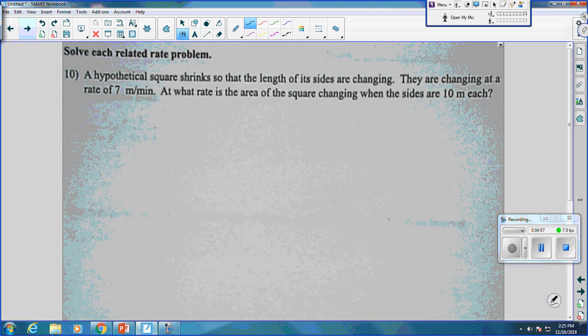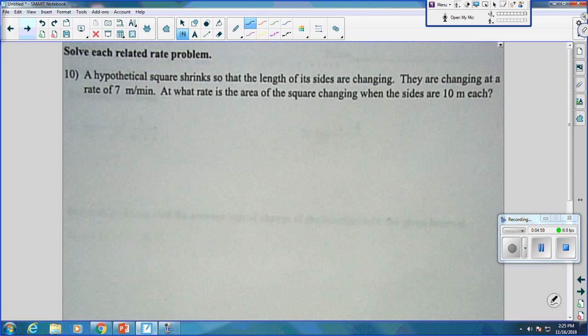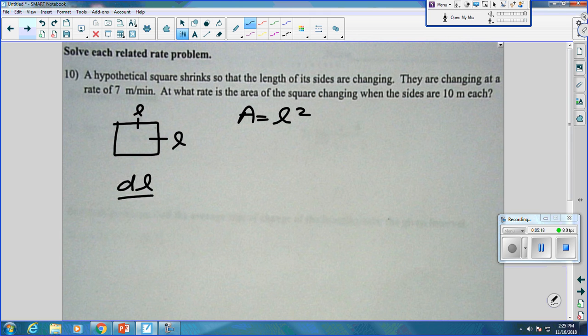A hypothetical square shrinks so that the length of the sides are changing at a rate of 7 meters per minute. At what rate is the area of the square changing when each side is 10? It has to be -7. It said shrinking. So area equals L squared. I will tell you that it says dL/dt. If it's shrinking, you pick the sign. You pick the sign. So I think it's that. It's saying, hey, find dA/dt when L is 10.